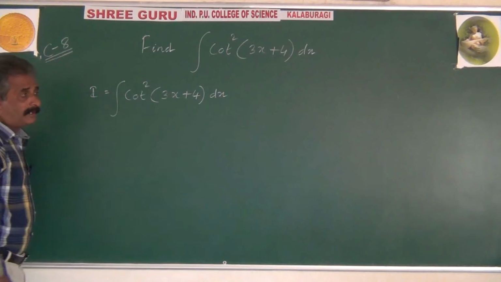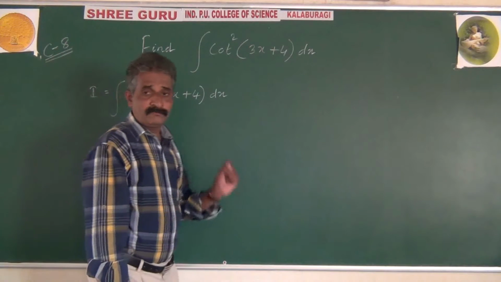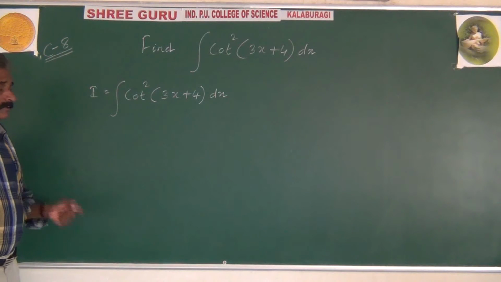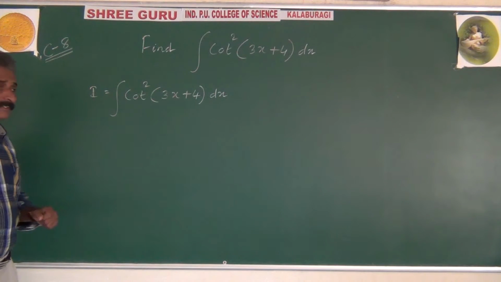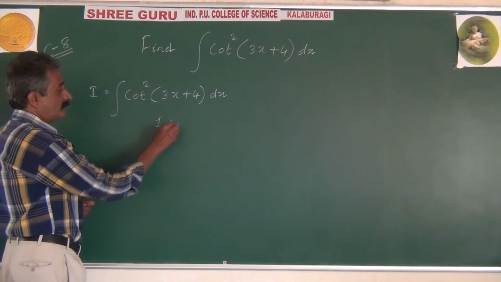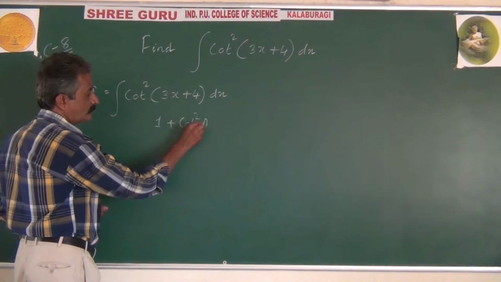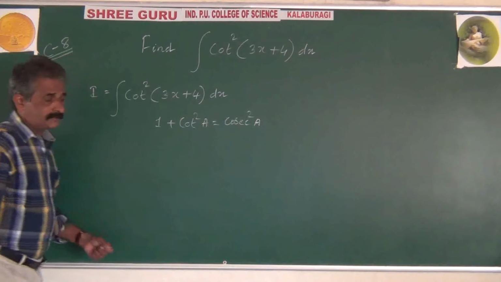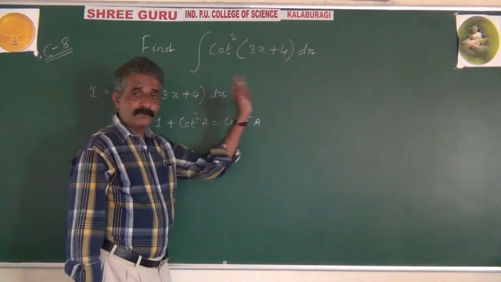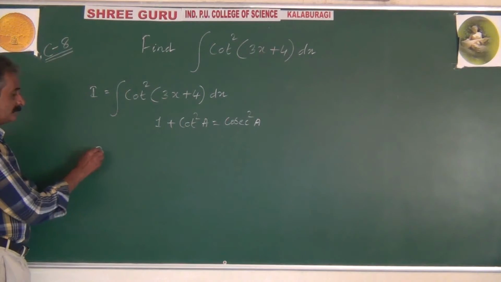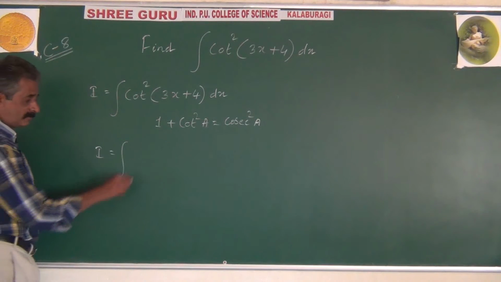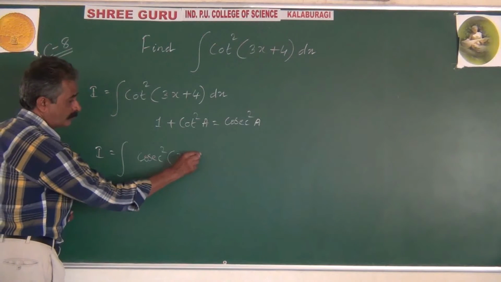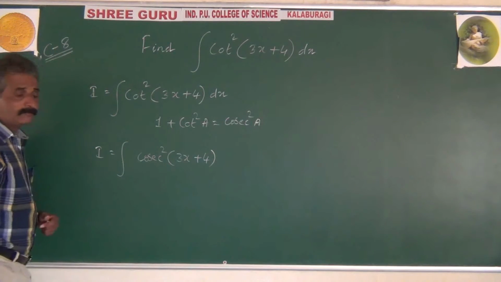When you search the list of formulas, you can find easily that we don't have a formula for cot square, but we have a formula for cosec square. So we convert cot square in the form of cosec square. We know that 1 plus cot square A equals cosec square. From this, cot square A is written as cosec square A minus 1. Hence now I becomes integration of cosec square of 3x plus 4 minus 1.